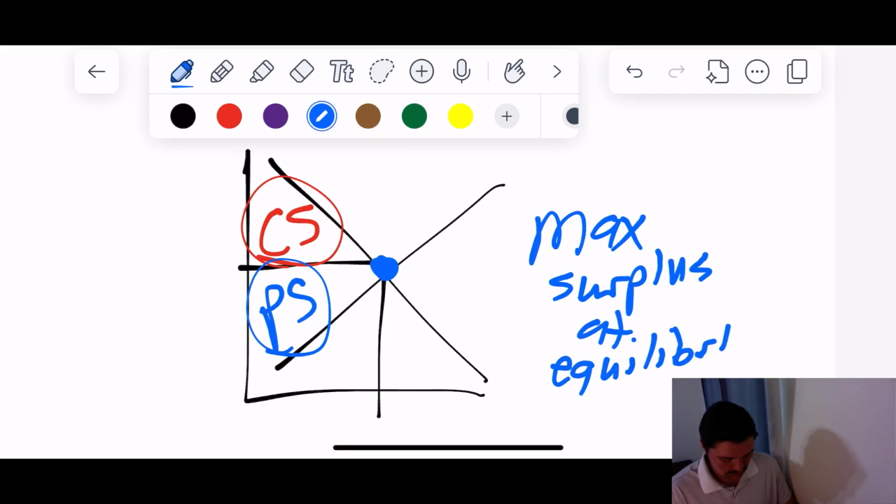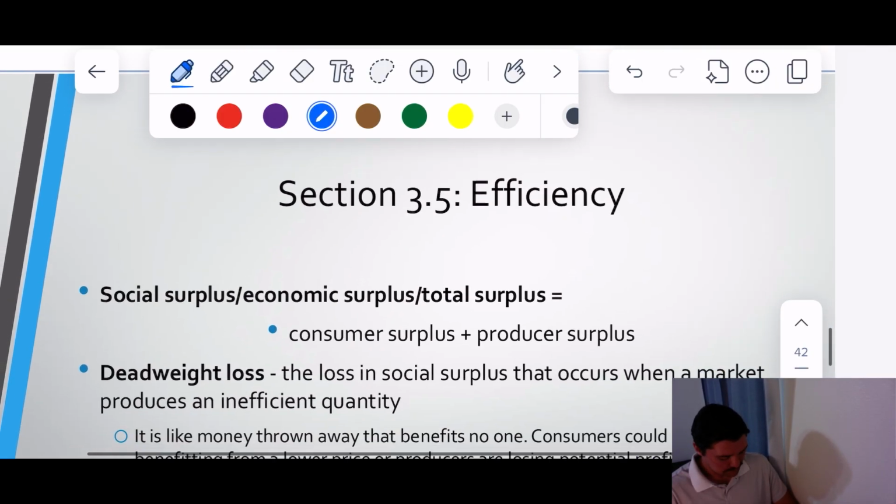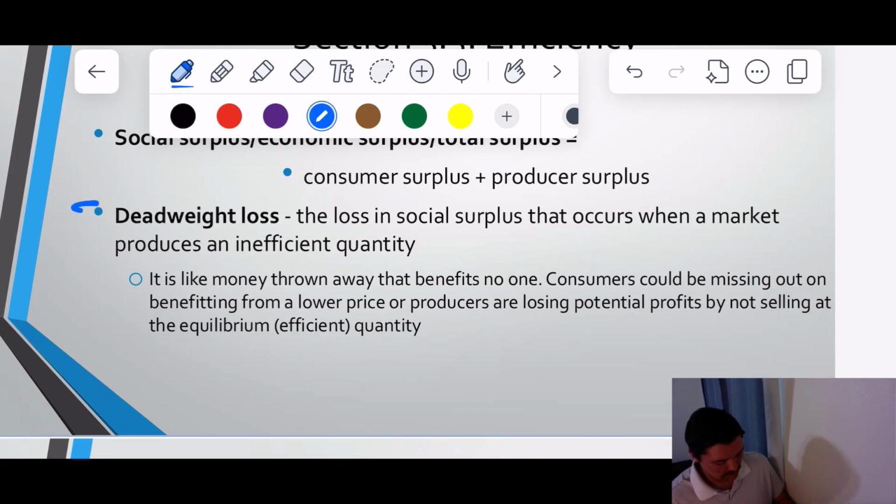Okay? Now there are certain things that will create inefficiencies. So when we talk about inefficiencies, we're talking about deadweight loss, the loss in social surplus that occurs when a market produces an inefficient quantity. I want you to think about this as money just thrown away and it benefits nobody. It does not go to savings for the consumer. It does not go to extra profits for producers.